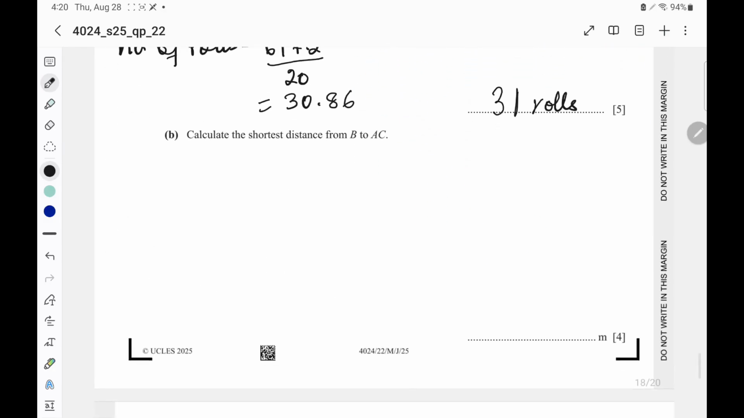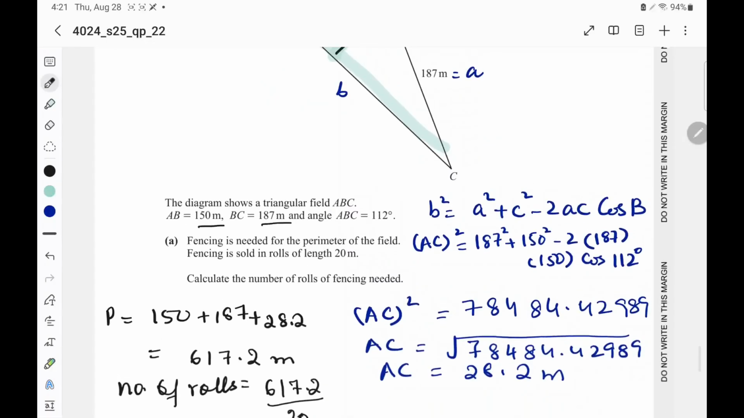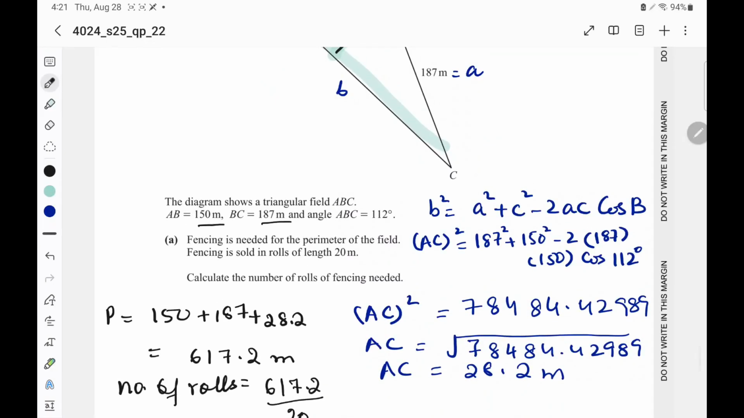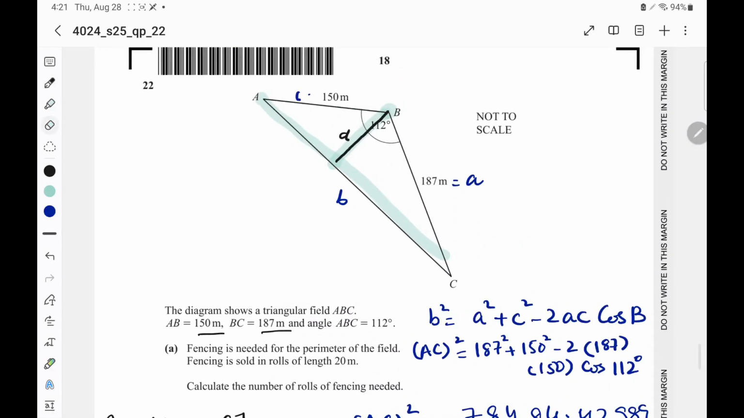All right, the next question is to calculate the shortest distance from B to AC. So we have this diagram. B to AC, this distance is required. Wherever you have 28.2 meters will become the base. If we take the area, first of all, we calculate the area, then that area will help us to find out the answer.